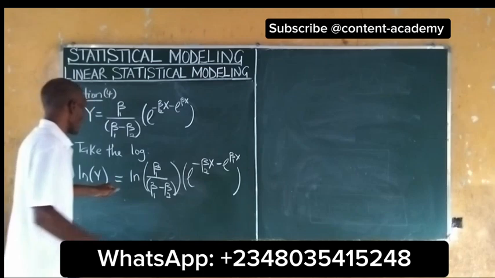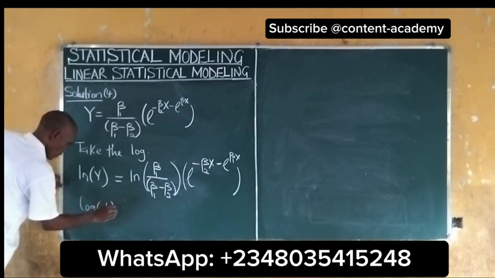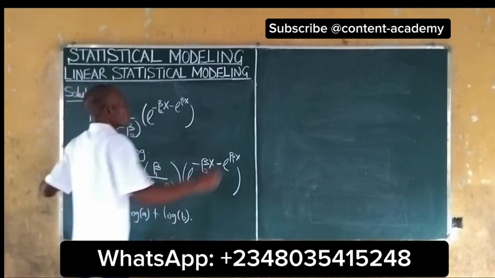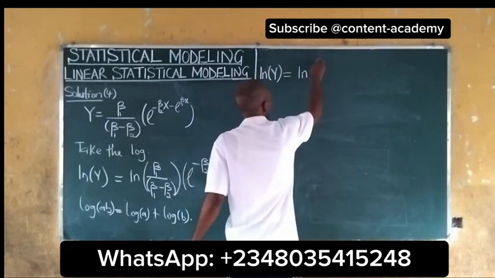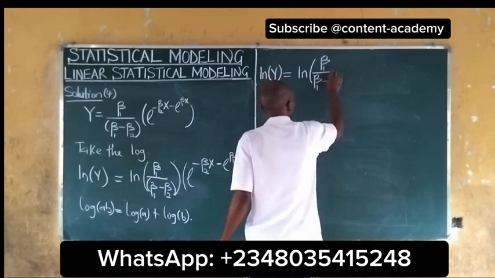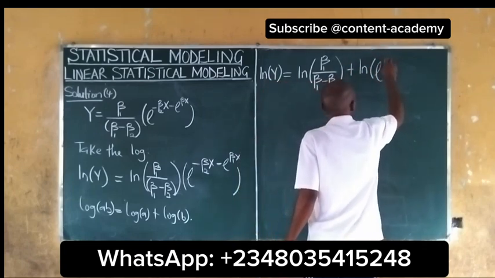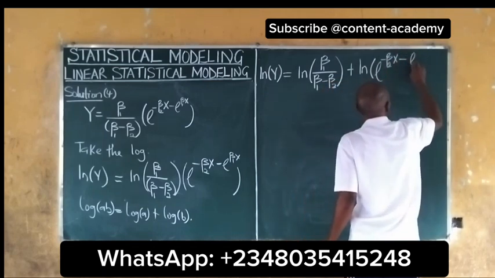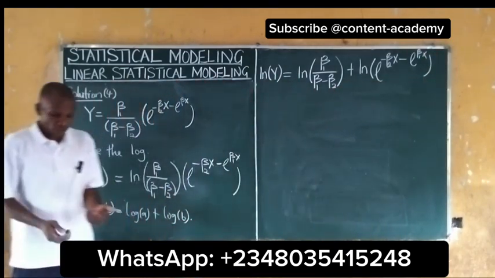Now, since this is multiplying this, from our log rules we know that log AB is equal to log A plus log B. So we have ln y equal to ln of b1 all over b1 minus b2, plus ln of exponential negative b2x minus exponential b1x. So this is what we get. Of course, we can explain what is there.